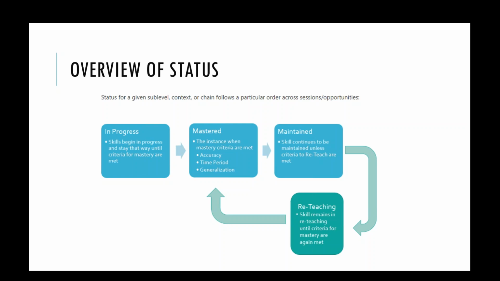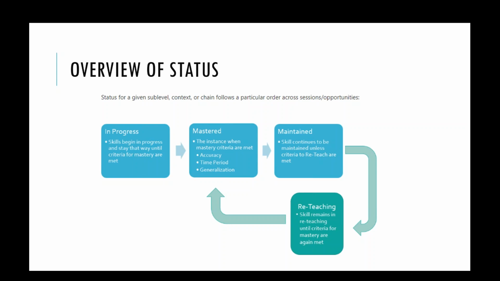Another way to look at the different types of status and how it flows is in this kind of format, where data collection starts and skills start in progress, and then they move to mastered in that instant where all the criteria are met. We're going to talk a lot about those specific criteria later on.